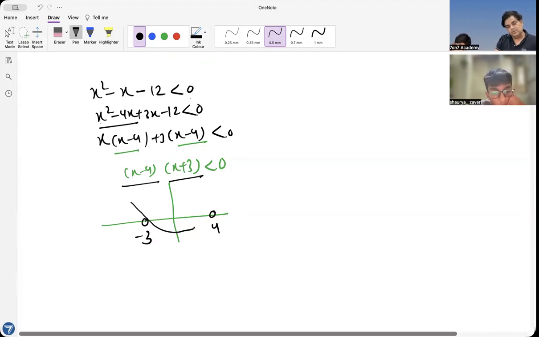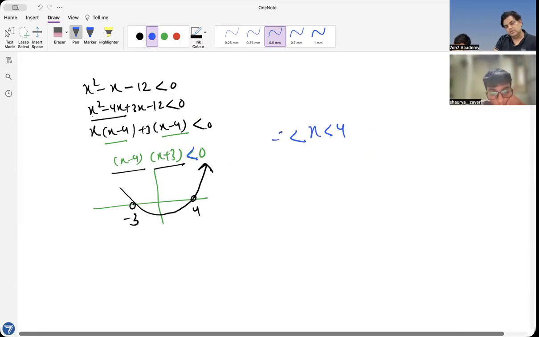It is opening upward, and it's less than 0. This is opening upward parabola, so if it is less than, the answer will be in between the roots. The bigger root you write this side, the smaller root you write this side, which is true. It is negative in between minus 3 to 4. Understand? So what are the steps? Shouldn't x be more than 4 all the time?